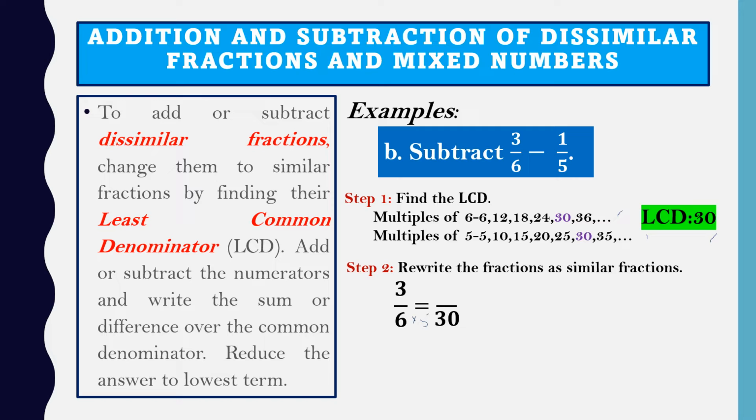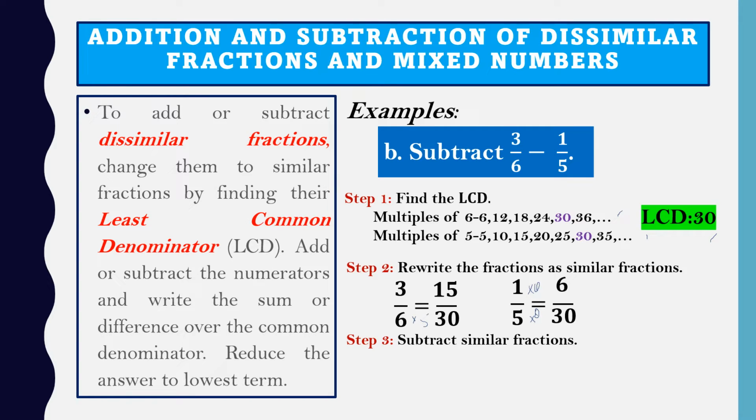So we are also going to multiply 3 by 5. So 3 times 5 is equal to 15 over 30. That is the equivalent of 3/6. And then we have 1/5. So again, its denominator will become 30 when we multiply by 6, so times 6 also to the numerator. 1 times 6 is equal to 6.